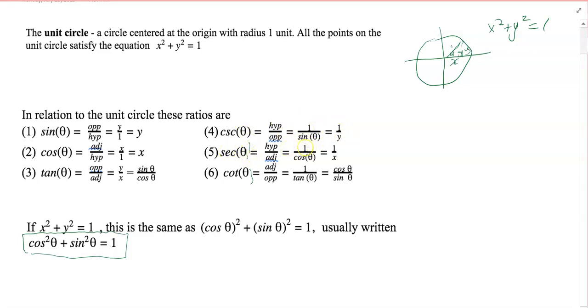Cosecant of theta, again, is the reciprocal, the multiplicative inverse of sine, that is 1 over y. Secant of theta is 1 over cosine of theta, or 1 over x. Cotan of theta is adjacent over opposite, which is 1 over tan theta, or cosine theta over sine theta.